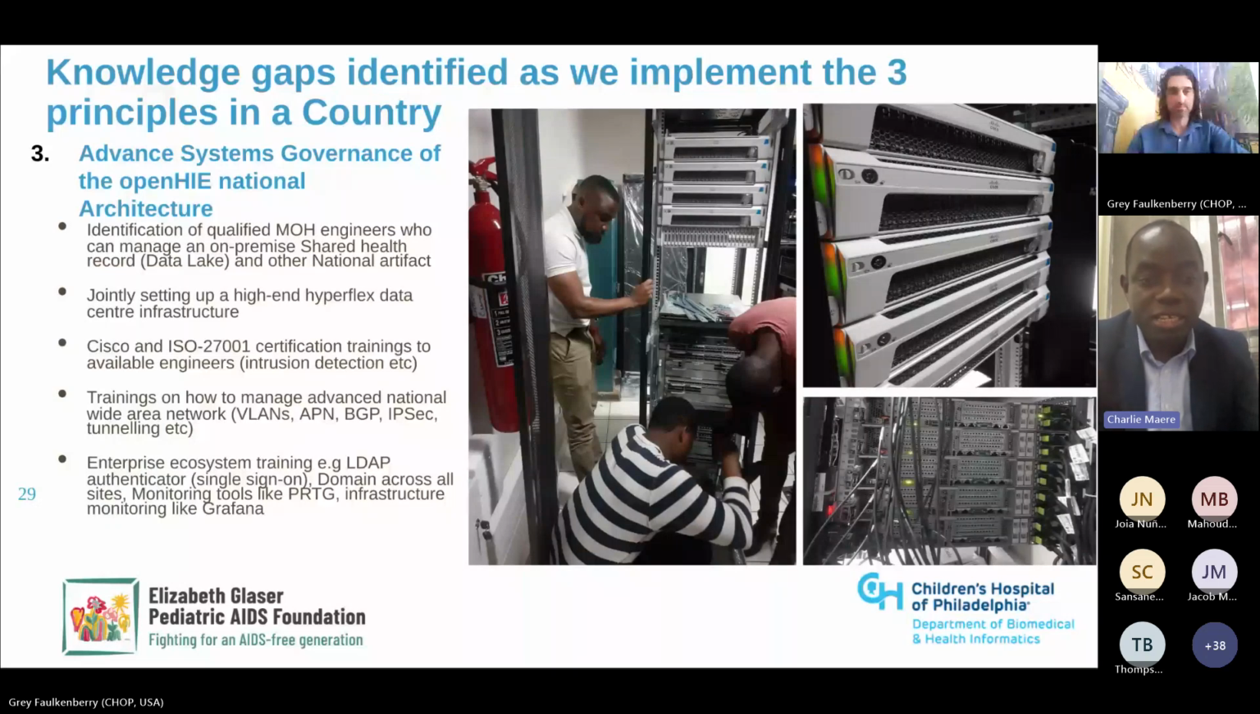this high-end Hyperflex infrastructure, and also getting the team certified with Cisco and ISO 27001, which is for security, and then training on how to use advanced networks, and also enterprise ecosystems like LDAP or domain, and so on, and monitoring infrastructure at a national level. Next slide.